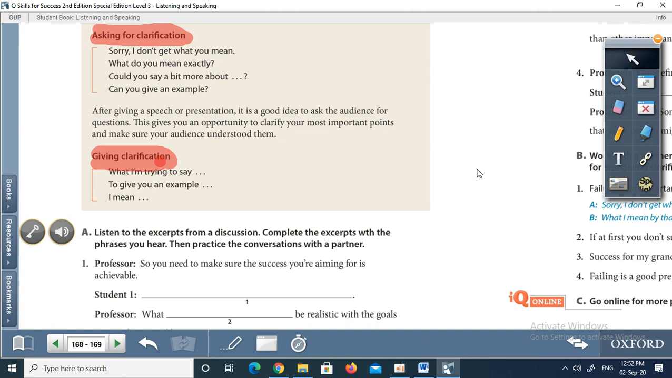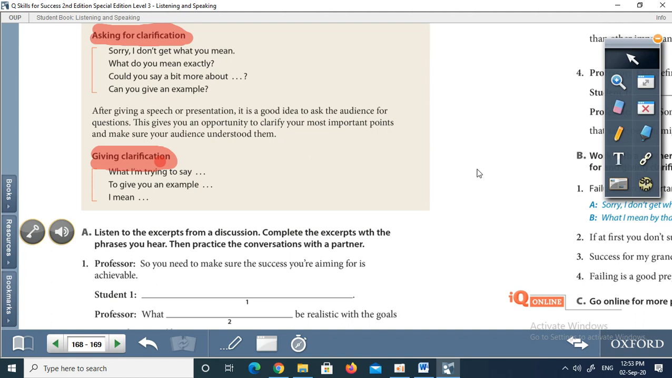Number 1. So you need to make sure the success you're aiming for is achievable. Sorry, I don't get what you mean. What I'm trying to say is be realistic with the goals you set for yourself. Number 2, success in one area can bring problems in others. What do you mean exactly? Well, to give you an example, someone can be at the top of her career, but her family life might be in crisis as a result.